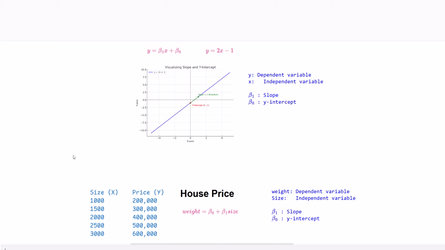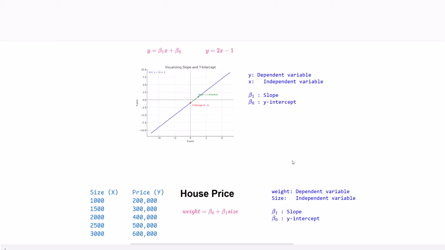Now there's the y. It's the dependent variable. It means it depends on the x variable, right? And x is the independent variable. It's called the independent variable in linear regression because it's not dependent on any other variable. For instance, you have x, I need to find y. So y depends on x.